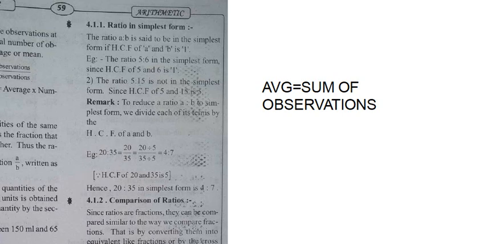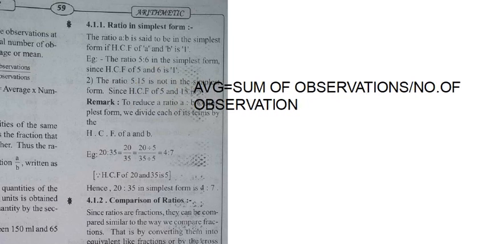by number of observations. What is the meaning of this? Sum of the observations by number of observations means that, sum of the observations by number of observations.